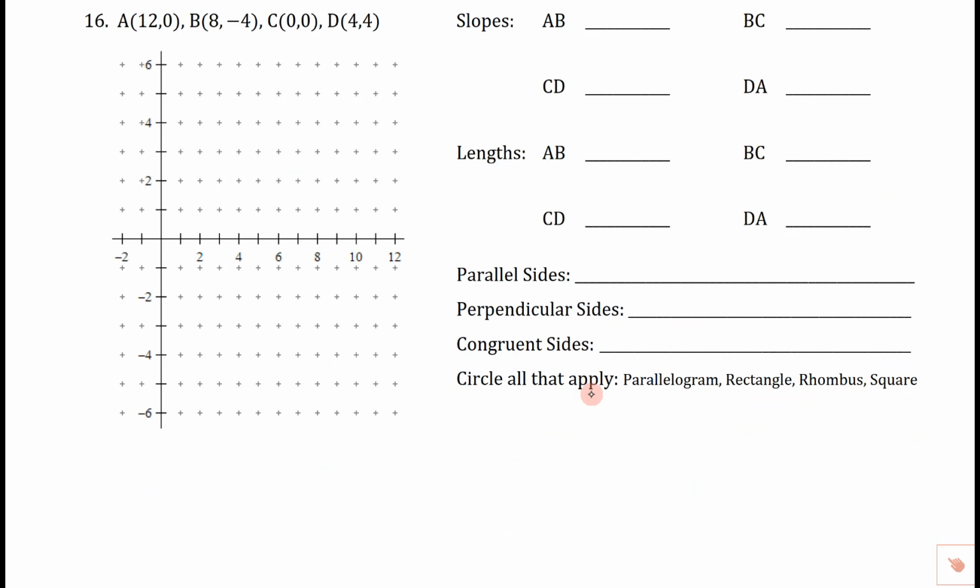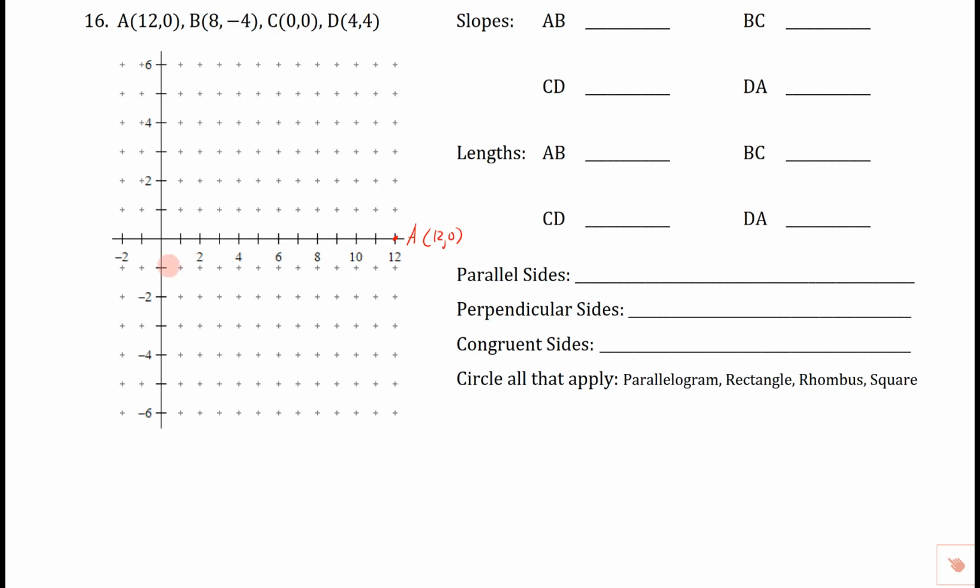We're on the last page. Let's take a look at problem number 16. So A is at 12, 0. So we'll go over 12, and then we don't go up or down because the y is 0. So I'm going to put A right there, and I'm going to put the coordinates next to this so it's easier to find those. We don't have to refer back to the problem every time.